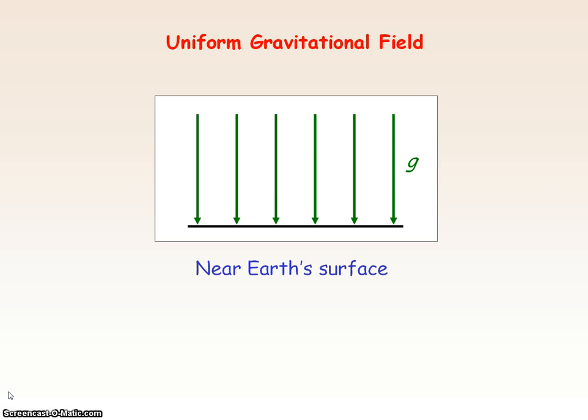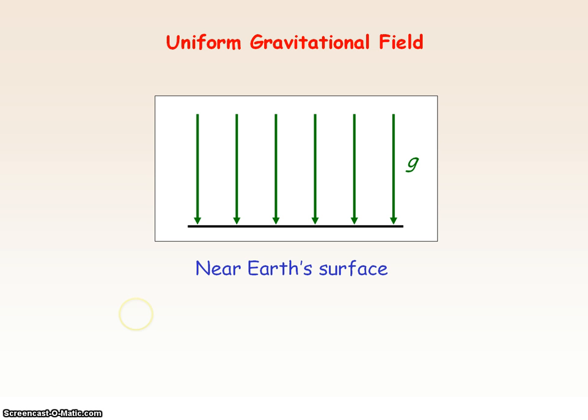So near the Earth's surface, the gravitational field is uniform. This is indicated by the gravitational field lines being parallel and equally spaced. And you can see they're acting towards the Earth, indicating that the gravitational field is attractive.